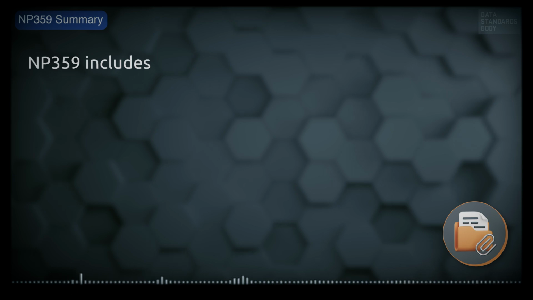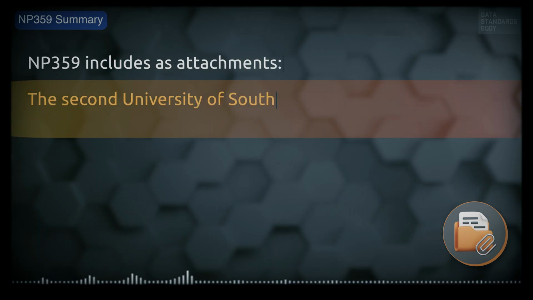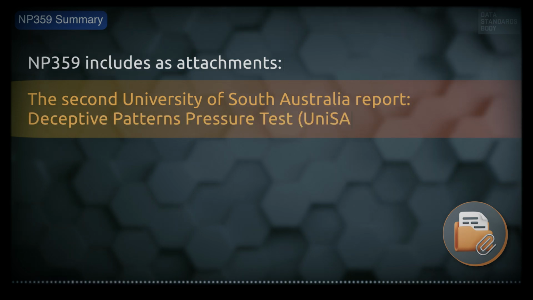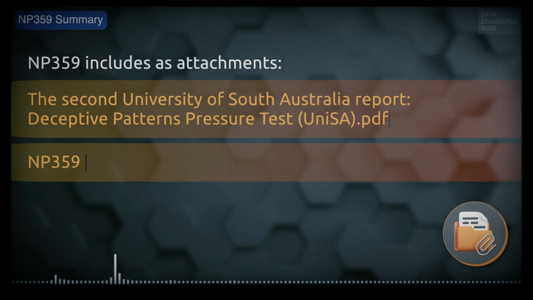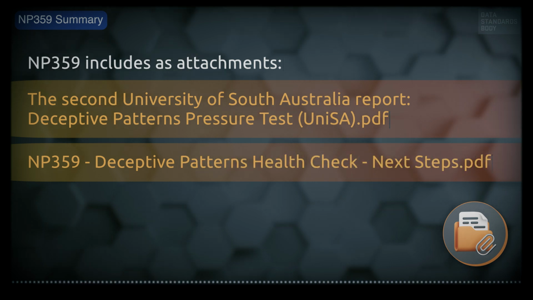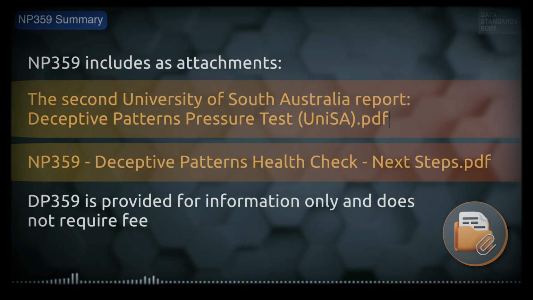NP 359 includes as attachments the second University of South Australia report, Deceptive Patterns Pressure Test, Uni-SA, and NP 359, Deceptive Patterns Health Check, Next Steps. NP 359 is provided for information only and does not require feedback.